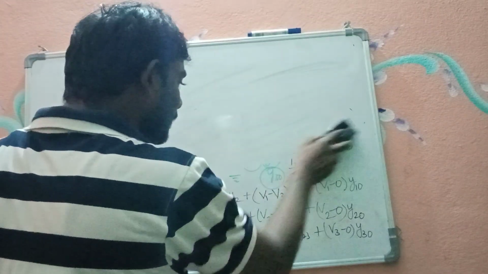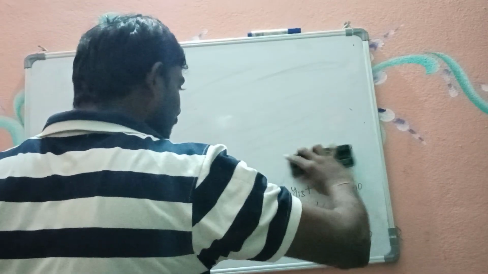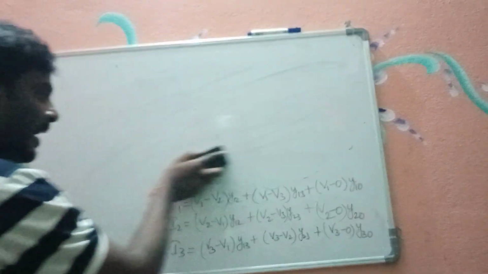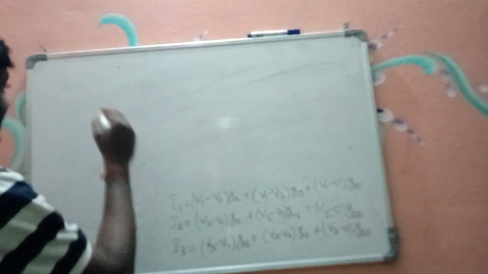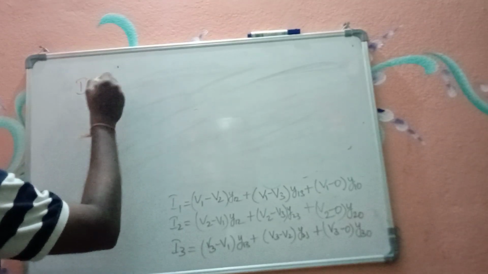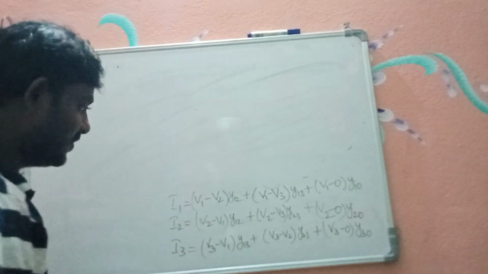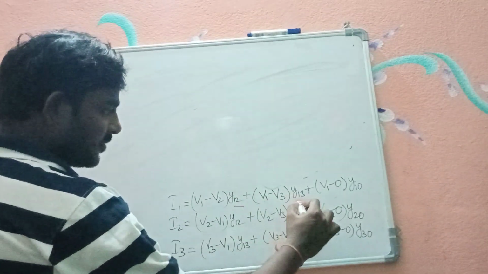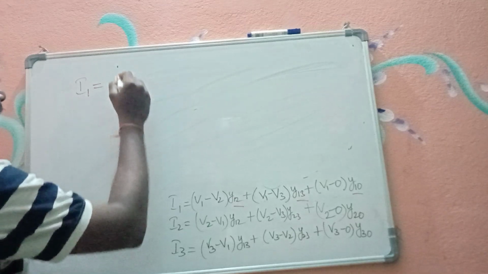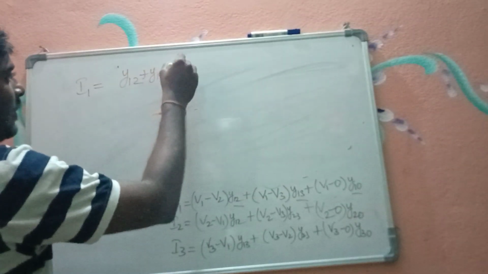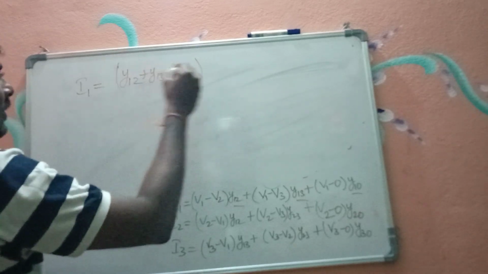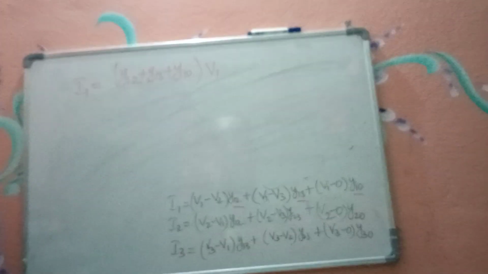So we just need to write these three equations which I have written here in a much more comfortable form in order to understand easily. So I am just separating V1 terms, V2 terms and V3 terms. For V1 we have the coefficients Y12 plus Y13 plus Y10. Hence I can write this as (Y12 plus Y13 plus Y10) into V1.